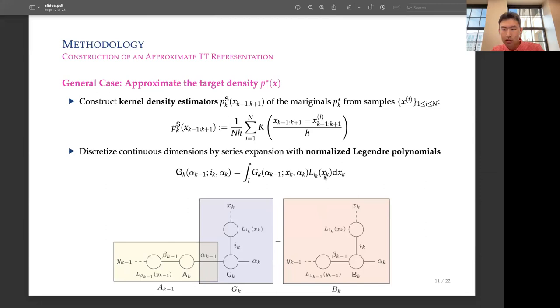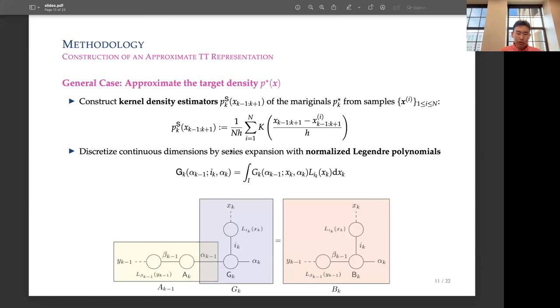Let's finally consider the general case, in which we are going to approximate the target density P star, and this P star may not be finite rank and may not be Markovian. So we have to adapt the aforementioned algorithm to this case. The first change that we make is to construct a kernel density estimator, this p_k^S, of the real marginals p_k star from samples. Why are we doing this?